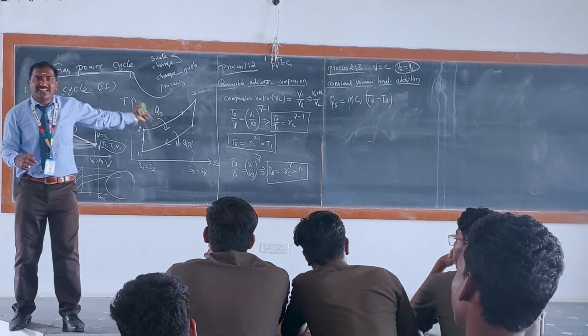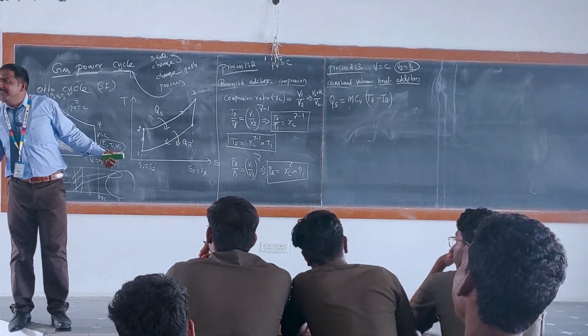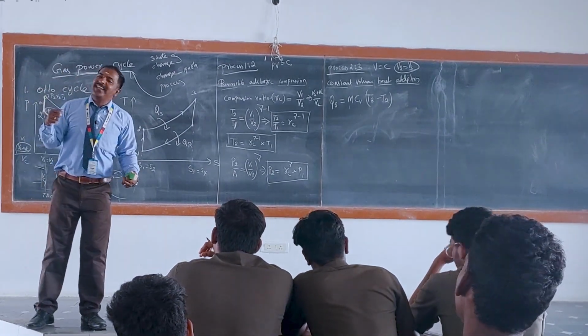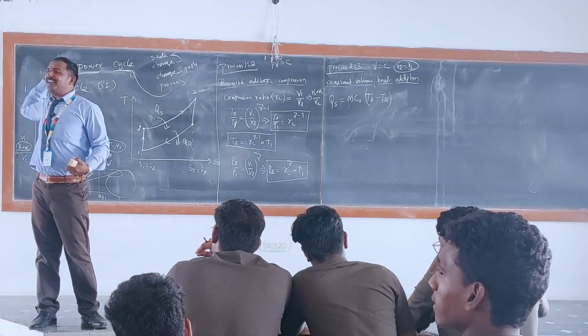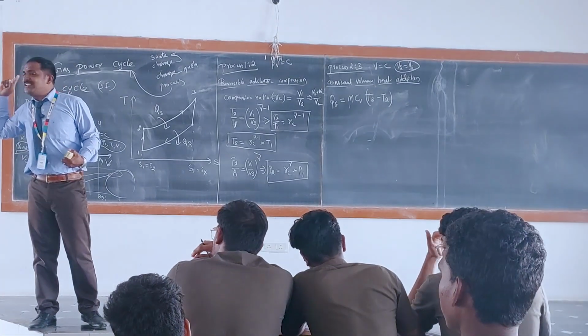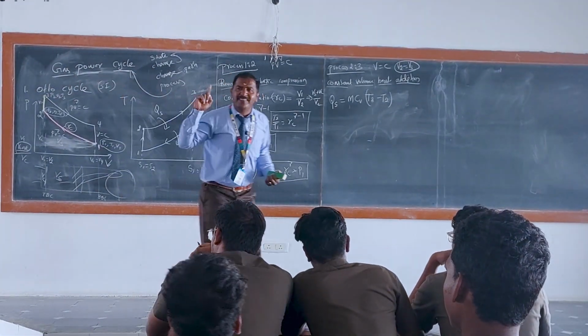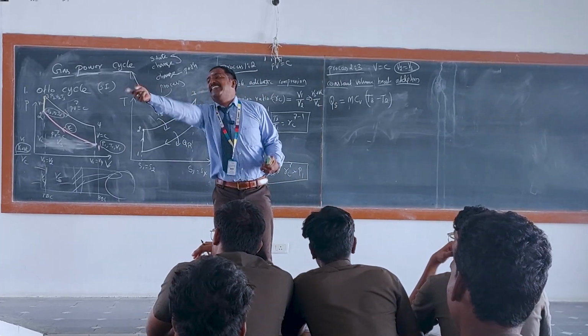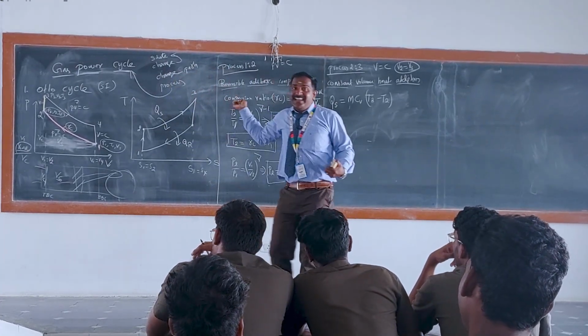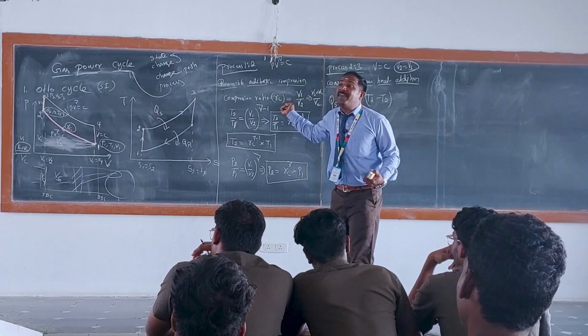Then what do we need to find? Remaining, what do we have? T3, P3. Only T3 and P3 remain. The rest of the things we already know, right? So to find out P3, T3, what do we have to do now? Again, we have to go for the PVT relation. But here, it's not adiabatic. It is simply the PVT relation.